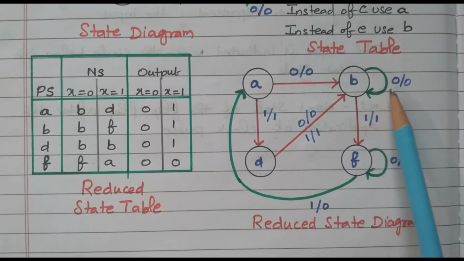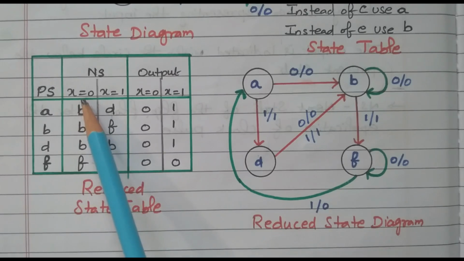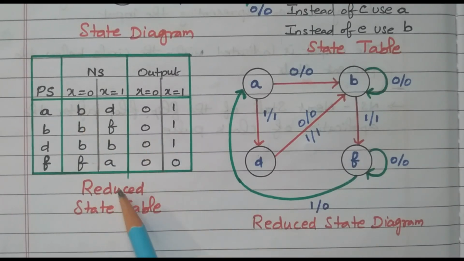B goes to B itself when input is 0, output also 0, right? B goes to F when input is 1, output also 1, right? Now we'll go to D.